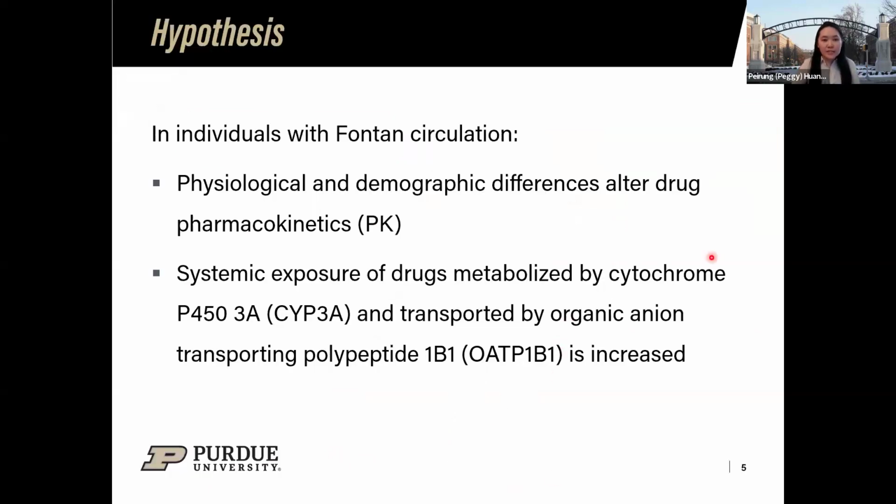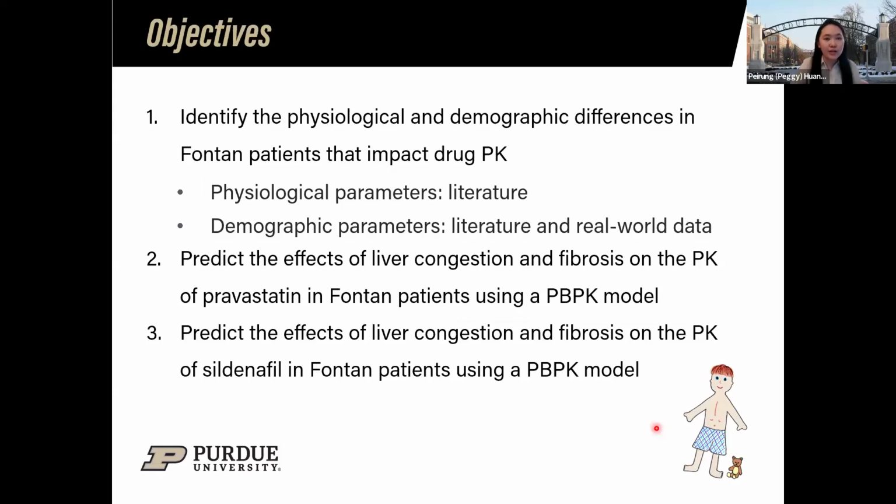So the hypothesis of this study is that the physiological and demographic differences will alter the drug pharmacokinetics. And this will lead to systemic exposure of drugs metabolized by CYP3A and transported by OATP1B1 to be increased. The objective of this study is to identify the physiological and demographic differences in Fontan patients that could impact the drug PK. So the physiological parameters will be identified from the literature, and the demographic parameters will be identified from the literature and the real-world data.